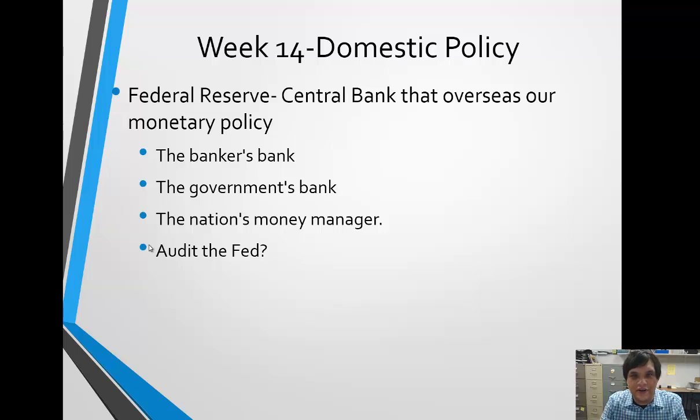The Federal Reserve, I care that you know, is the central bank that oversees our monetary policy. It's the banker's bank, it's the government's bank, and it's also the nation's money manager. Now, while it's called the Federal Reserve, it's not actually part of the federal government. It's like Federal Express, is the saying I put in our original lecture. It has very little oversight. It's just a bank that ultimately manipulates our monetary policy.